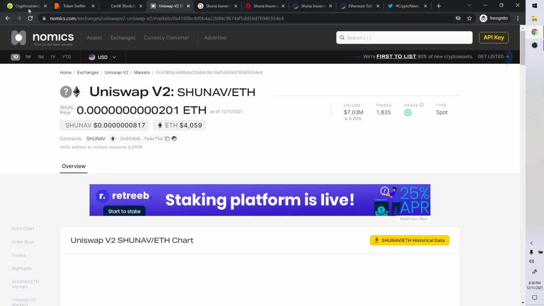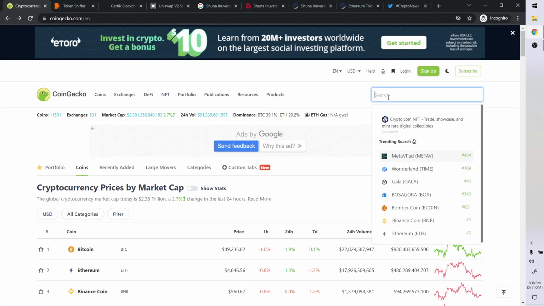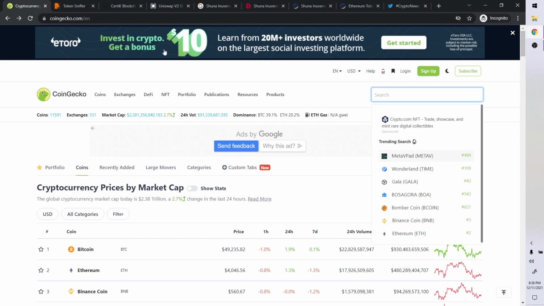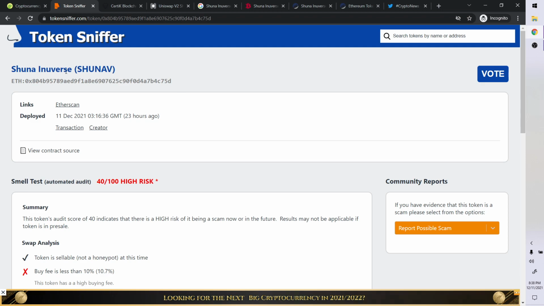Okay, is it even listed here in CoinGecko? It's not. Okay, interesting. Okay, so yeah, this is this token. So let me just try to say it one more time.